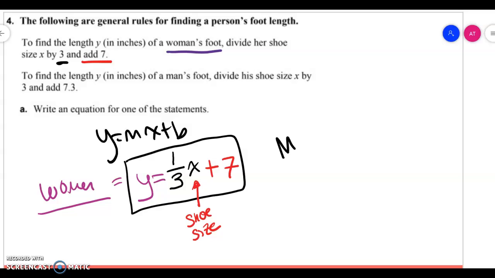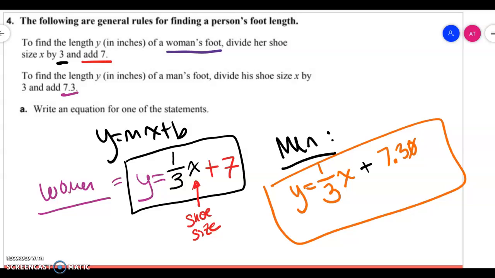Alright, now for the men, it's going to be about the same thing. We're going to have y equals the man's foot, divide his shoe size by 3 as well. So they both have a third that we're going to divide by, but we're going to add 7.3 to his shoe size.